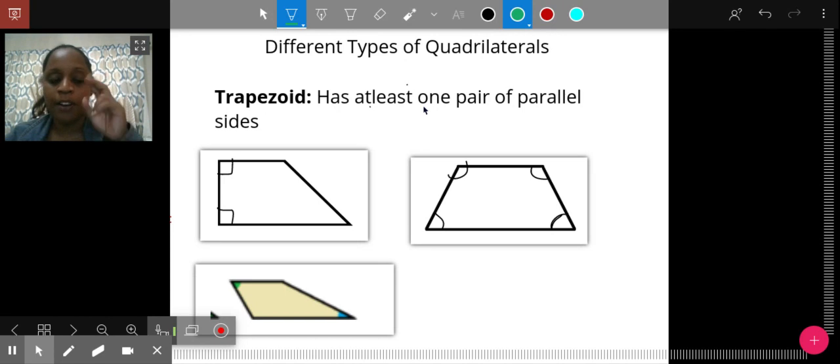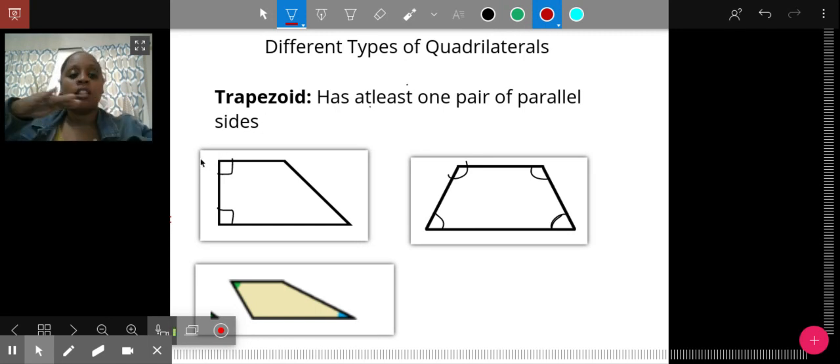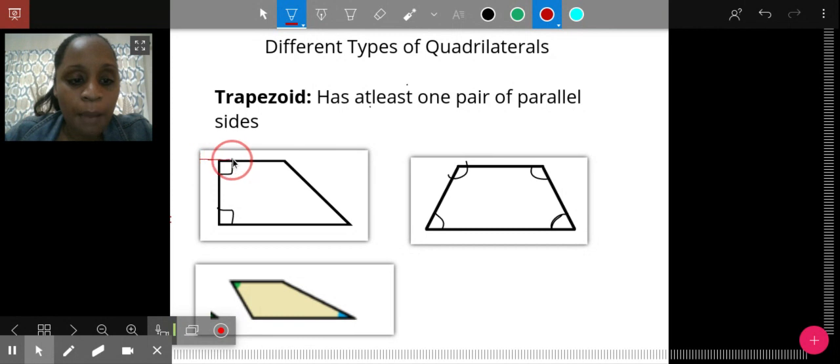Two is a pair. So if I look at this trapezoid, these are all trapezoids here. These are all different ways trapezoids can look. We can see here, and I'm going to note where all the parallel sides are. Okay, so remember, parallel sides are lines that never meet. They'll never touch. So I can look here at the top here.